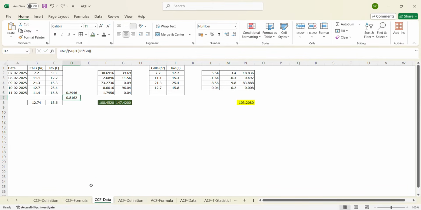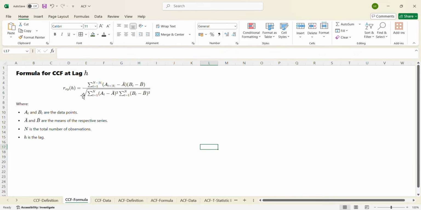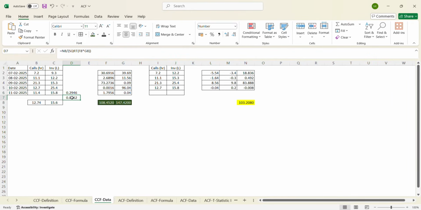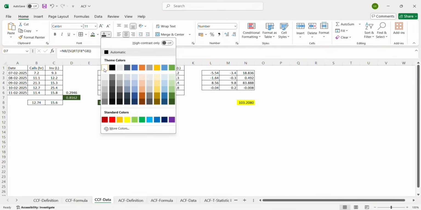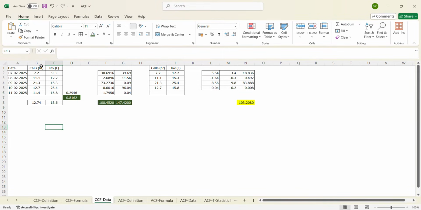Why square root of product of F8 and G8? If you see here, it is the square root of the product of this deviation and this deviation, and that is what we have created as a formula. And now you can understand that there is a very strong positive correlation between hours spent on call and the invoice value that gets booked, but not a direct one-to-one correlation, but cross correlation with a lag of 1. So this is what we are explaining as cross correlation.